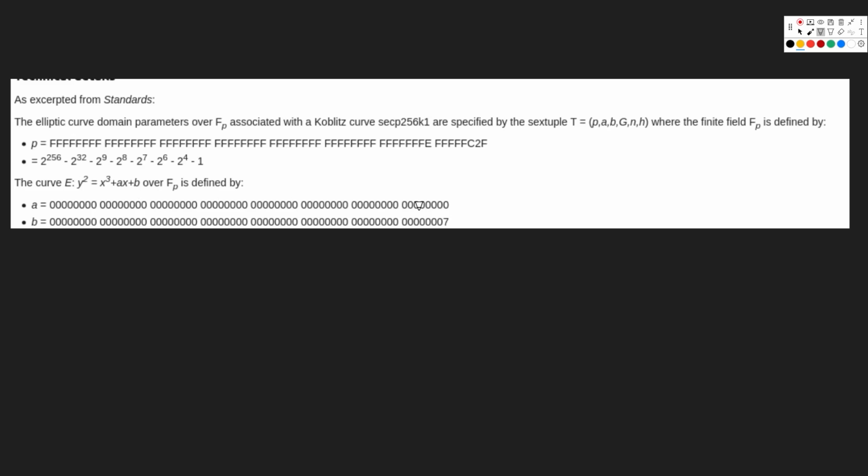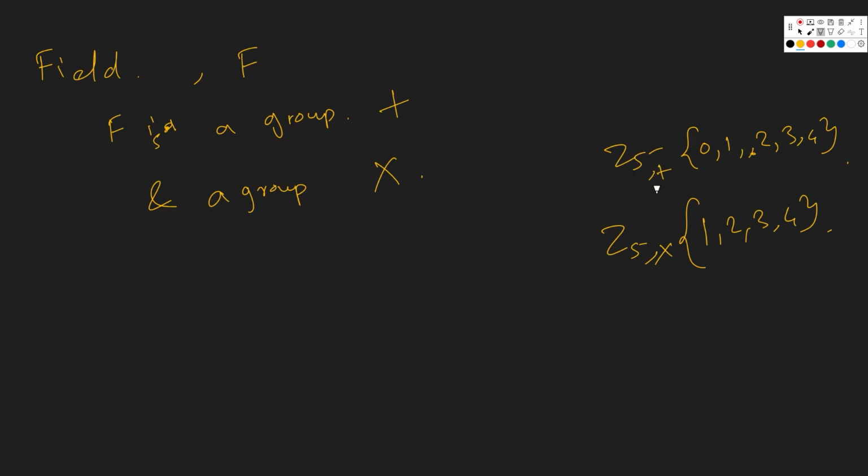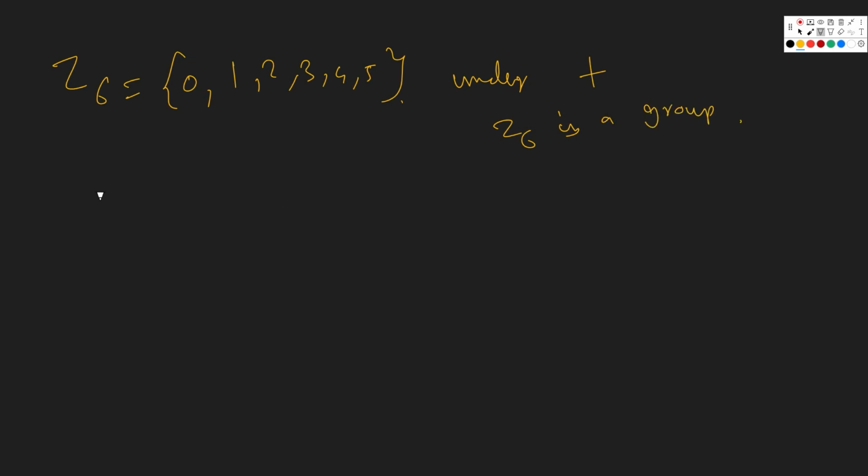And we require this p to be a prime. 5 is a prime number; that's why Z5 is actually a field. If this n, the p, is not a prime, let's consider Z6: 0, 1, 2, 3, 4, 5. You can easily verify that under addition, Z6 is a group. Under multiplication, Z6 does not include the 0. We just include 1, 2, 3, 4 and 5.